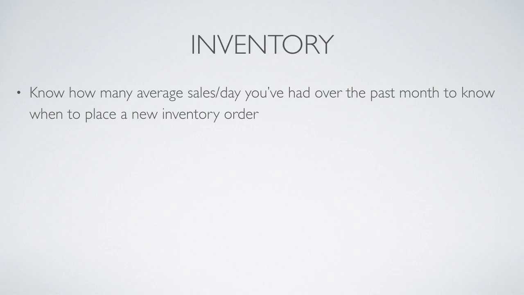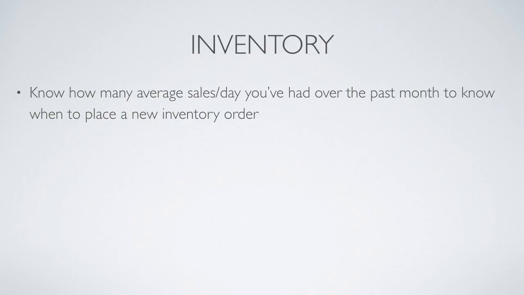Know how many average sales a day you've had over the past month to know when to place a new inventory order. Okay, so we kind of discussed this already. If you know that you're having 10 sales a day, that means if you had 300 sales over the past month, then you're averaging around 10 a day. Okay, and the reason you want to take the average sales per day over the last month is because you may have had some ups and downs. So you want to take enough data where you can comfortably have a good, representative average of your trends, right?